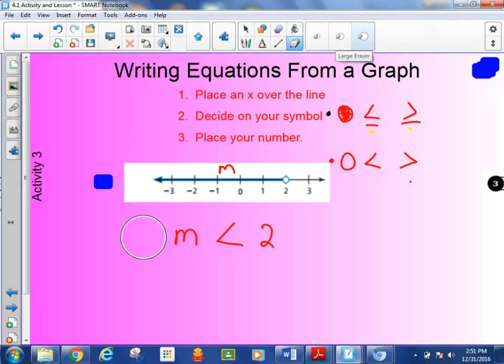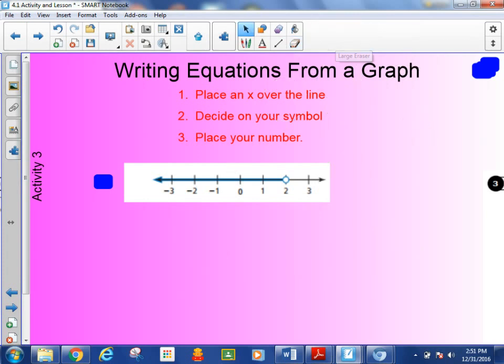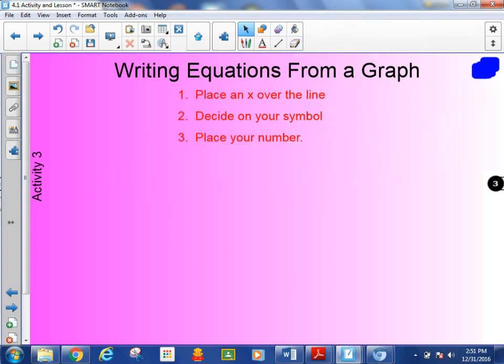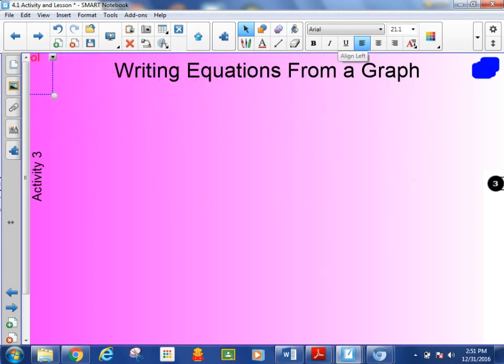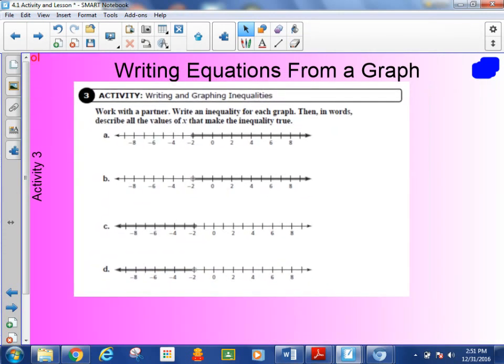Okay, so what you guys are going to do is in your practice journal, you have these equations that you're going to go through. So there's 4 equations there, and you're going to write the inequality for each of those graphs. And then in words, describe all of the values of X that make the inequality true. So we'll go ahead and just practice one of those together so that you understand what's expected from that.